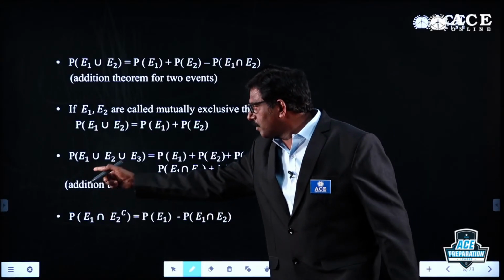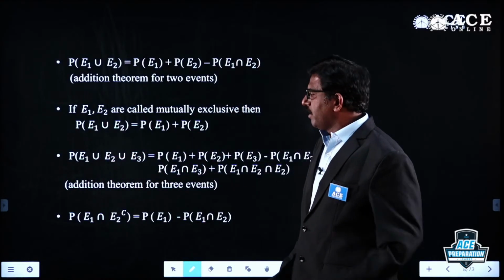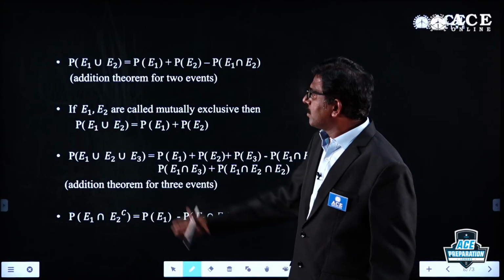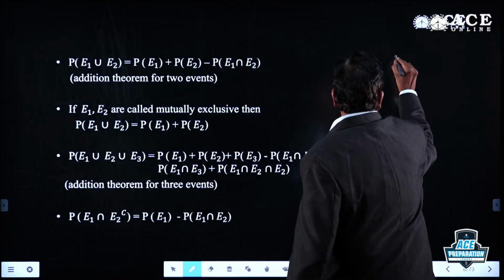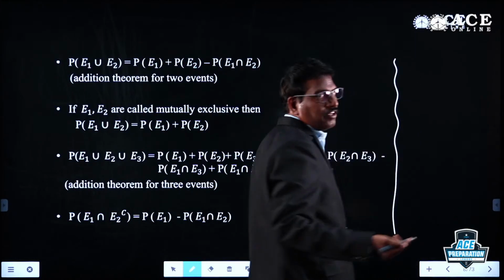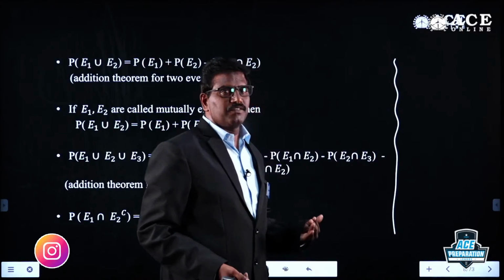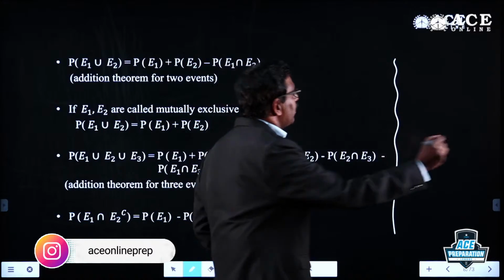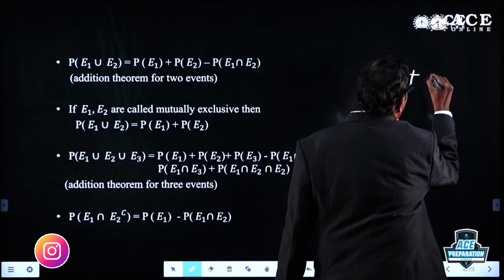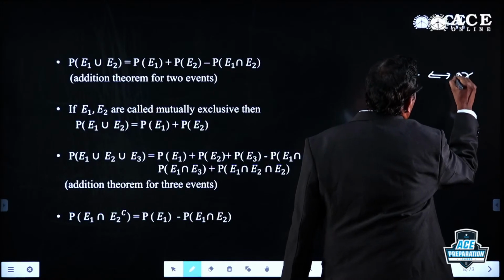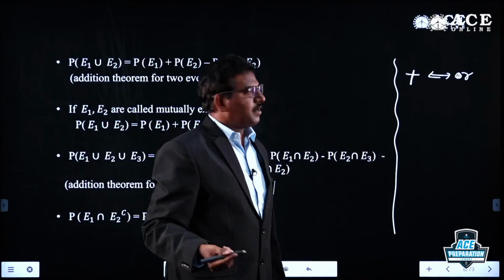This is nothing but N of A union B union C. Is it the N of A union B union C formula or not? Is it the N of A union B formula or not? And particularly while solving the problems, one simple logic you need to follow. Sometimes we are using the plus operation, sometimes we are using the product operation. Plus indicates OR operation, either A or B. In such a case, you can use the plus operation.